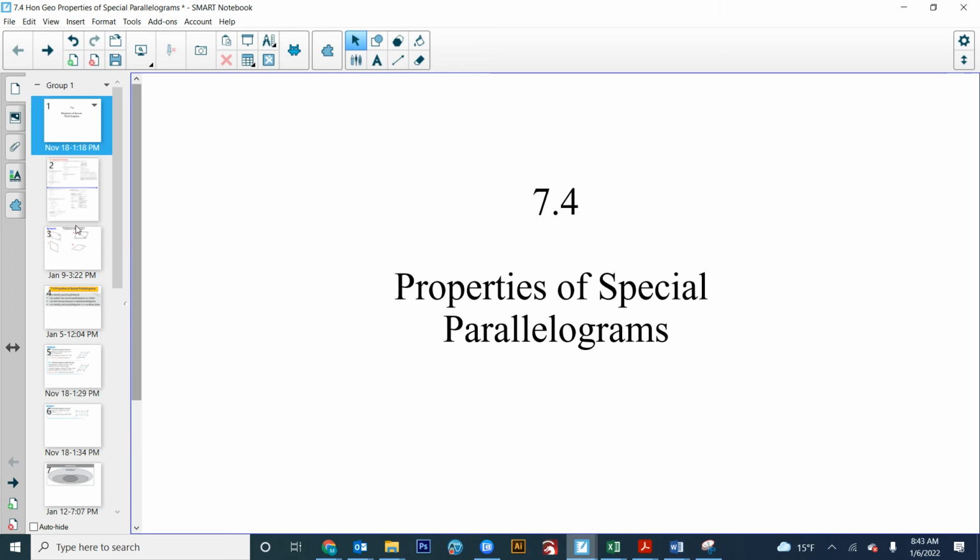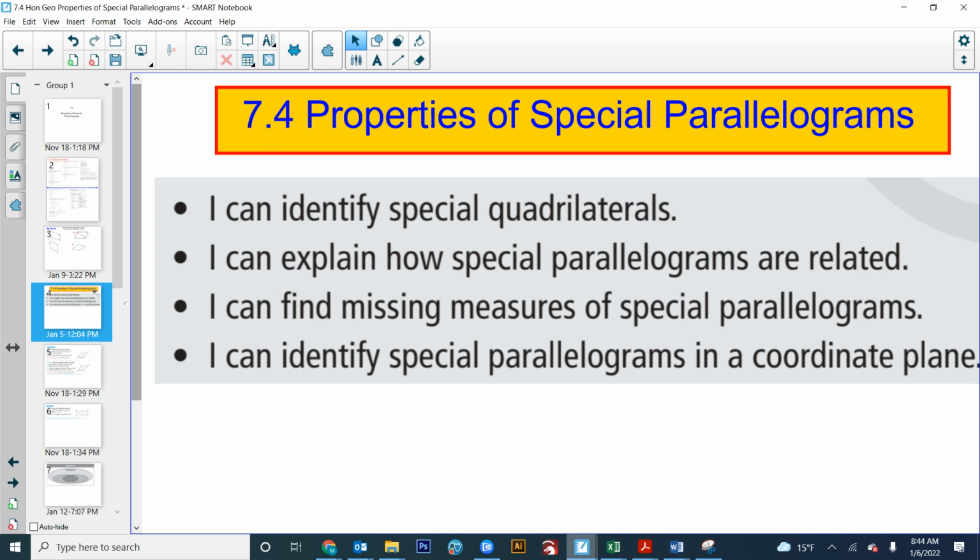All right. So we got properties of special parallelograms. Okay. Now, when we're talking about special parallelograms, you can probably already guess. What are some special parallelograms? Rectangles. Squares. Rhombuses. You got it. So we're going to talk about some of those. And we'll skip the bell work.